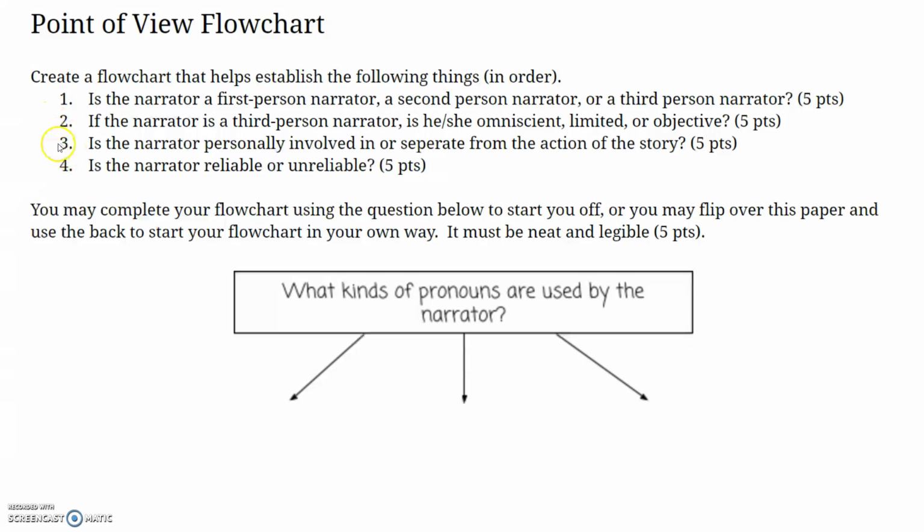After that, it should help you answer question 3: is the narrator personally involved in or separate from the action of the story? Next, for number 4, is the narrator reliable or unreliable? So this flowchart should take you through answering several questions. You may complete your flowchart using the question that I've given you on your worksheet to start you off, or you could flip your paper over and start your flowchart on the back however you would like to.